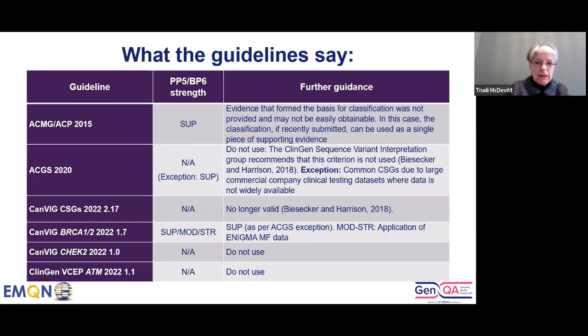whereby these two codes can be used at a supporting level. And also in here, there's guidance on how to apply ENIGMA multifactorial data to be able to use PP5 and BP6 at either strong, moderate or supporting. And I'll go into that in a little bit more detail in the next few slides. The recent guidelines on ATM and CHEK2 have removed these codes. They are no longer allowed to be used for this. Next slide, please.